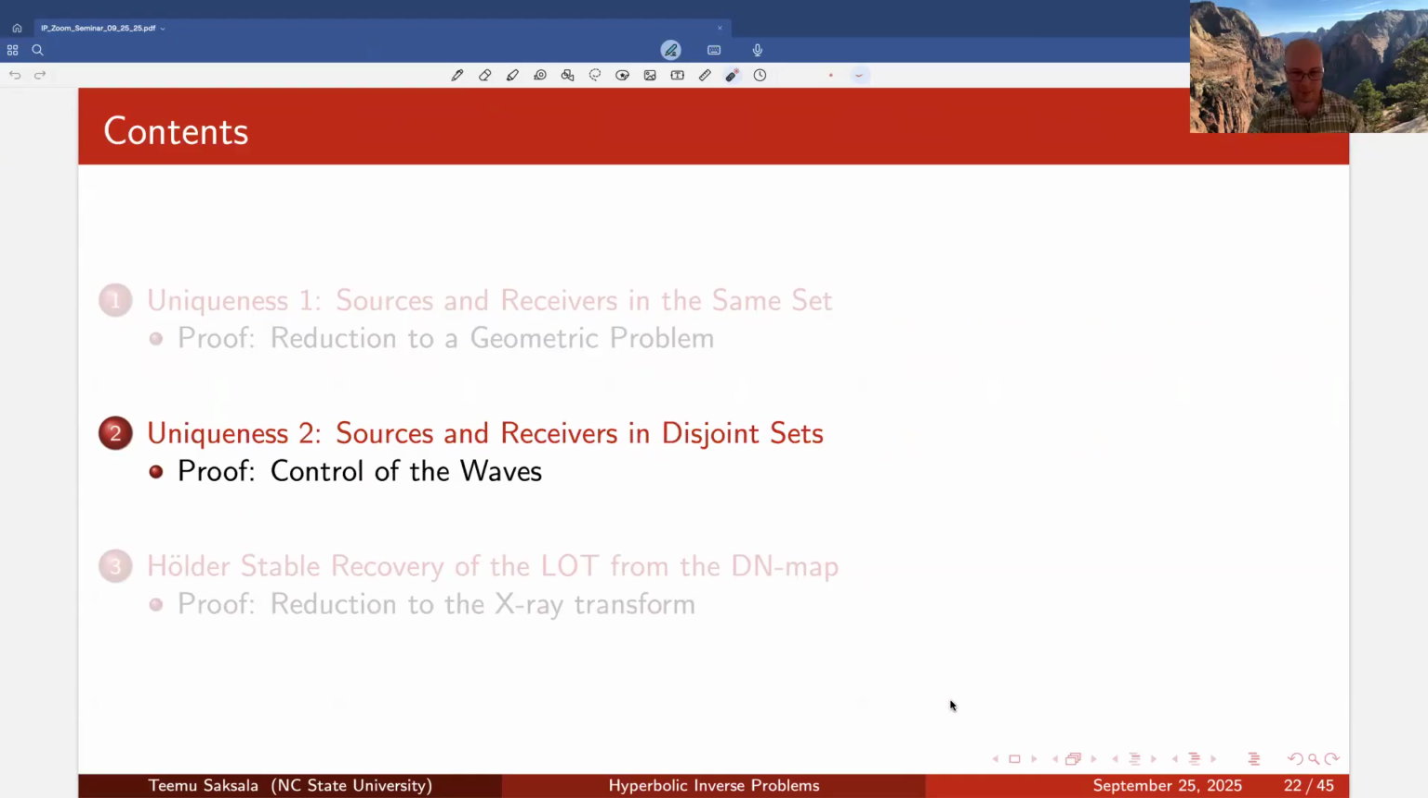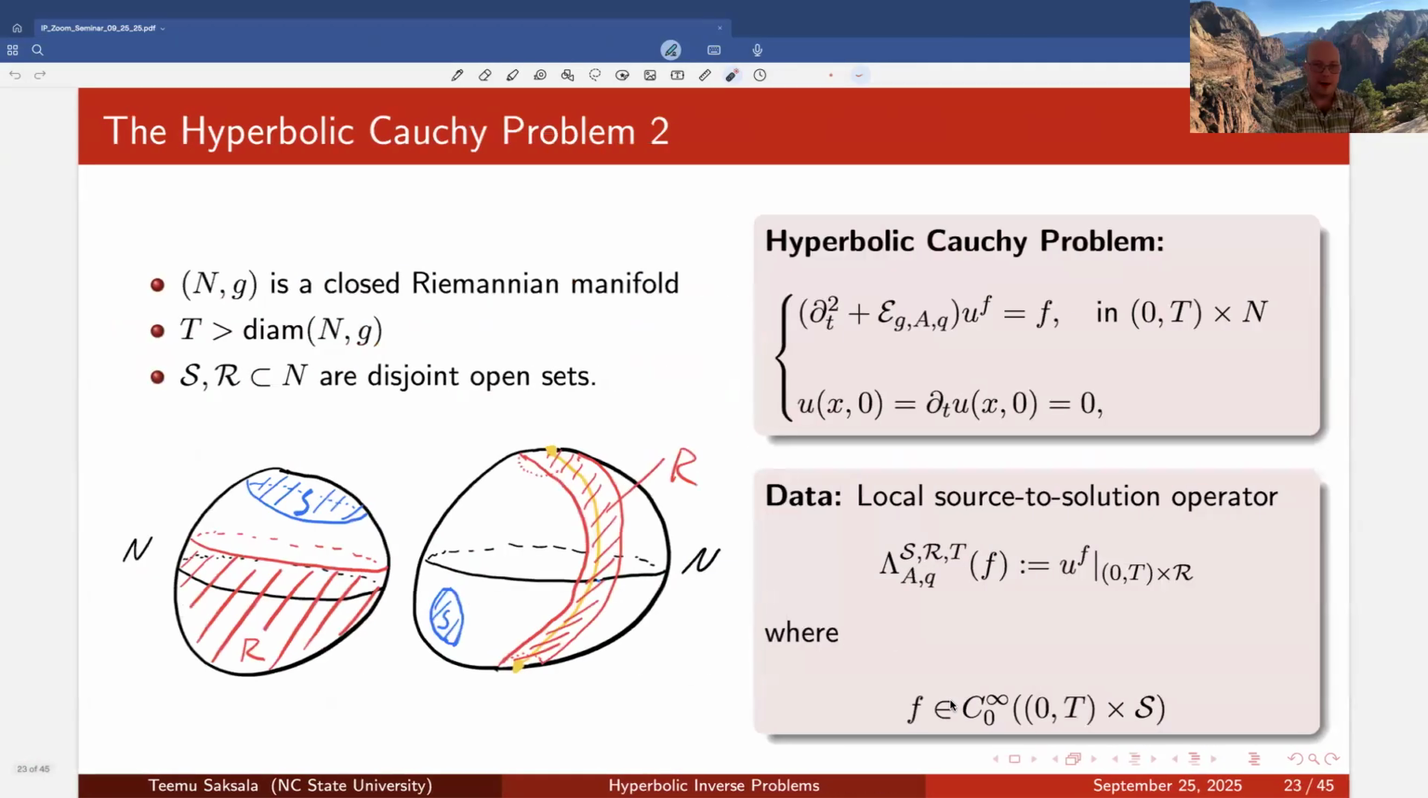Okay, so here the catch was that we had no assumptions on my set where I send and receive the waves. So now let's look at the case where I have this disjointness in the measurement set. Again, I'm looking at a closed Riemannian manifold, and there are now two disjoint open sets, S and R, S like sources, R like receivers. If I describe these sets on, say, a Euclidean sphere, they could look something like this. One of the sets could be quite large, while one of the sets could be quite small.